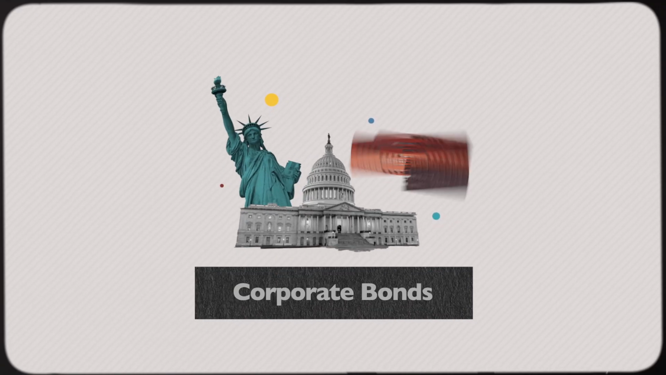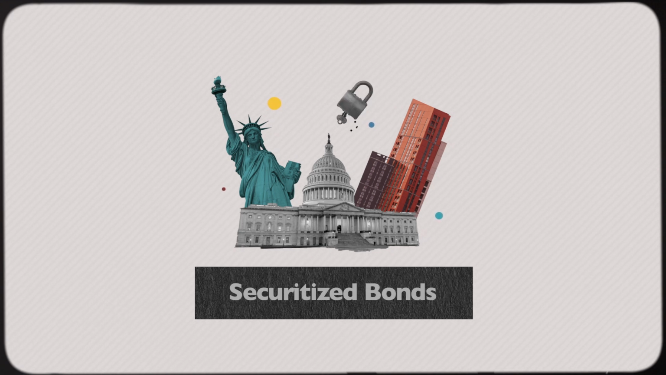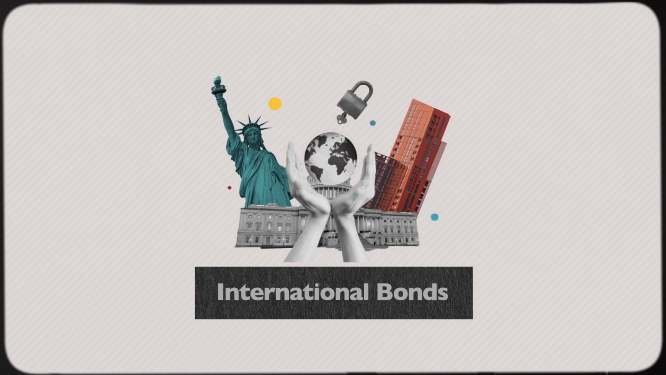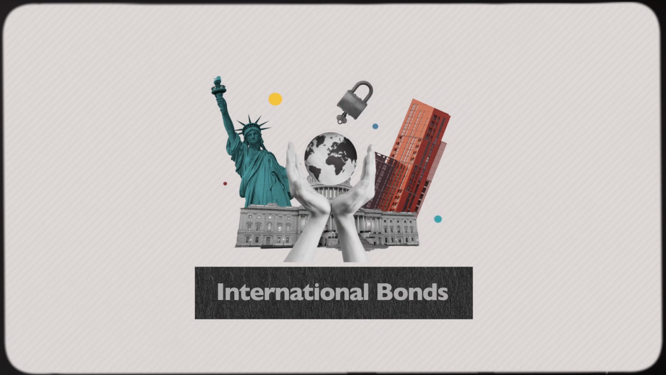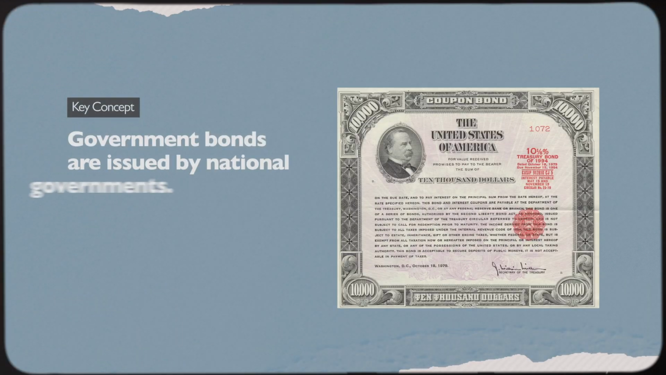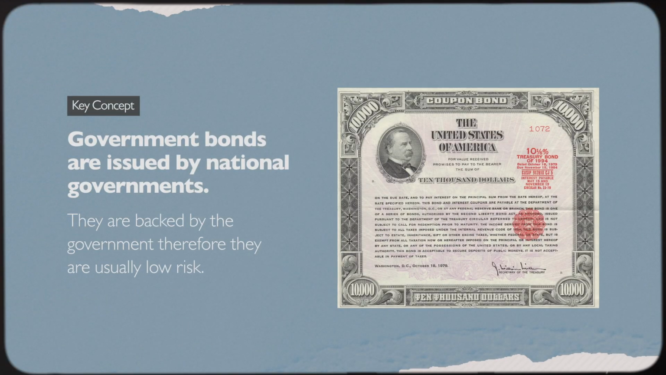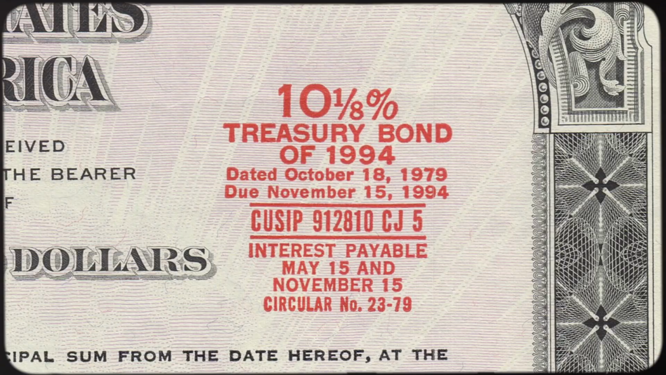Now let's discuss the sectors in the fixed income market. There are 5 major sectors. These are government bonds, municipal bonds, corporate bonds, securitized bonds, and international bonds. Government bonds are issued by national governments. These are generally perceived to have the lowest risk because they're backed by the full faith and credit of the issuing country. In the US, for instance, we have treasury bonds.